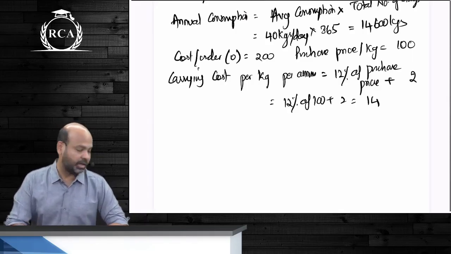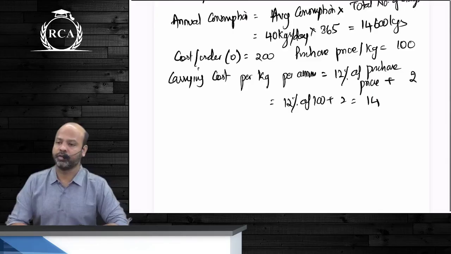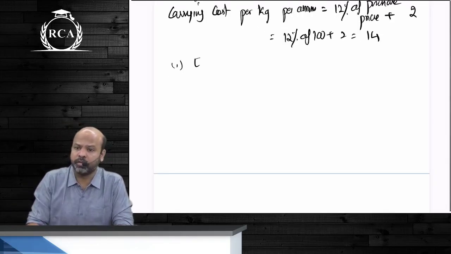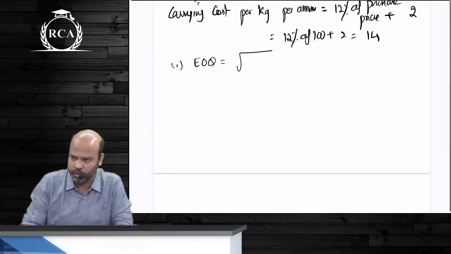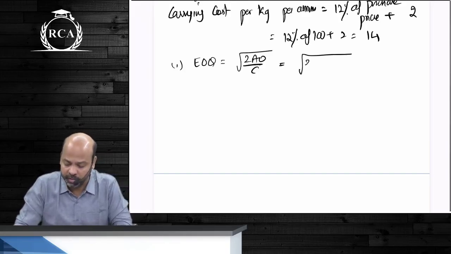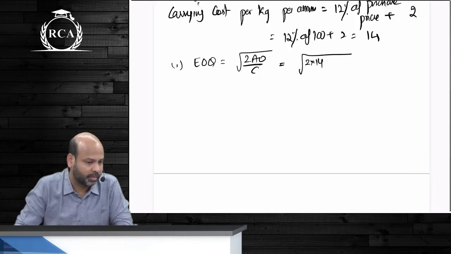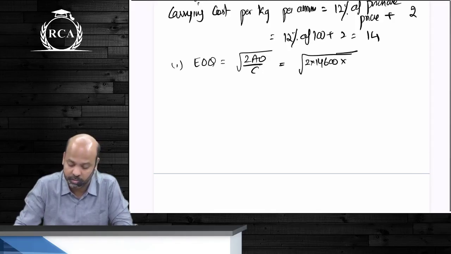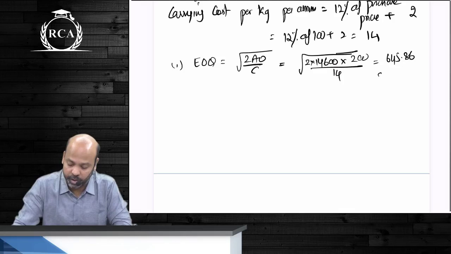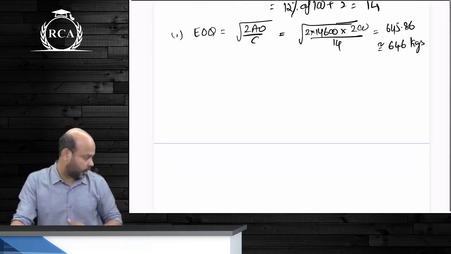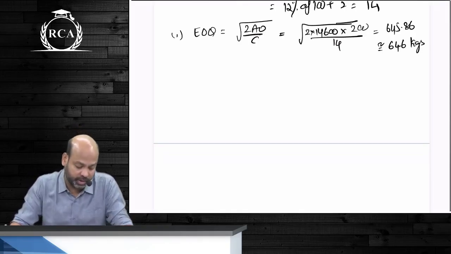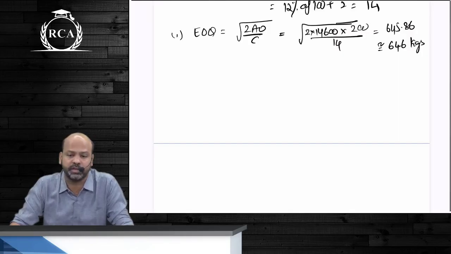Once you're done with this, you can start off with all the computations beta, starting off with EOQ first. The first bit beta, EOQ, you're going to write root over 2AO by C. That will be root over 2 times annual requirement 14,600 multiplied by ordering cost 200 divided by 14 rupees. The exact value is 645.86, so that is roughly 646 kgs.